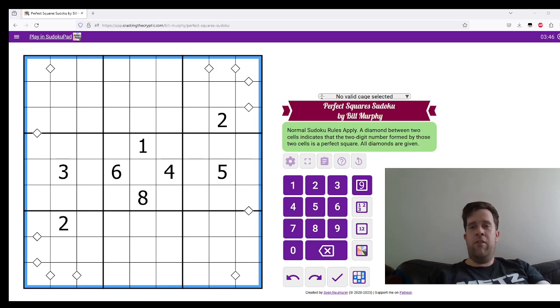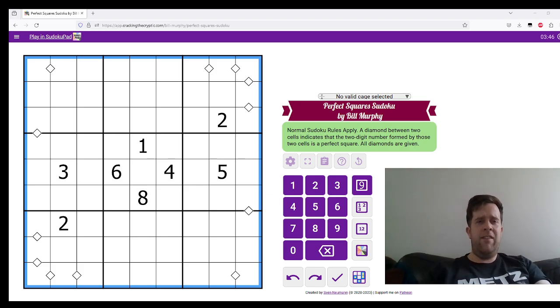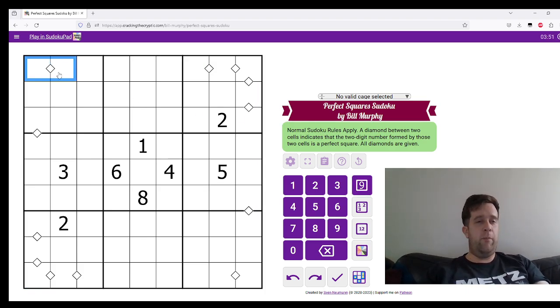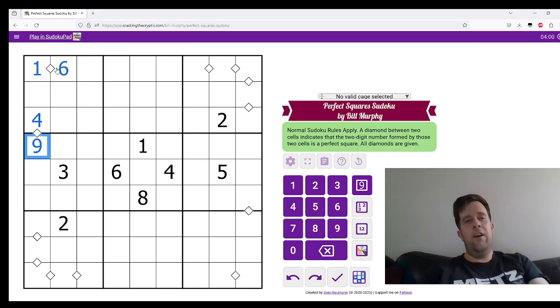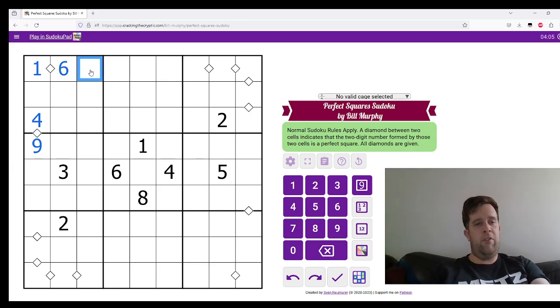So, this is perfect square Sudoku. Normal Sudoku rules apply. A digit between two cells indicates that the two-digit number formed by those two cells is a perfect square. So, this could be 16. This could be 49, but this could not be, or what's another one off the top of my head, 25, because there's no digit in between them. There's no diamond in between those two.